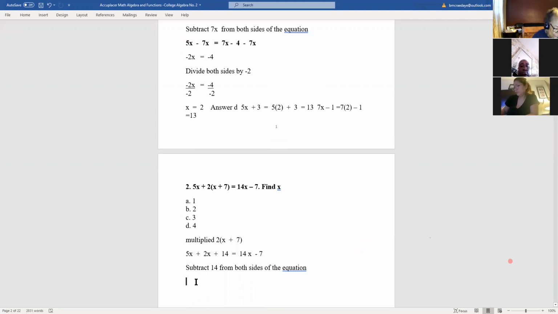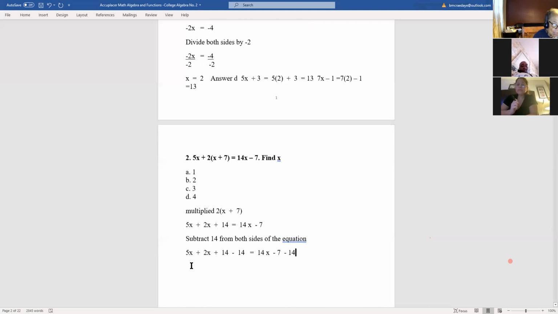Okay, so you subtracted 14 from both sides. On the left side, you have minus 14. And on the right side, you have minus 14. So what do you have left on the left side, Latoya? 7x. Okay, so you have 7x. What do you have on the right side? Minus 7.